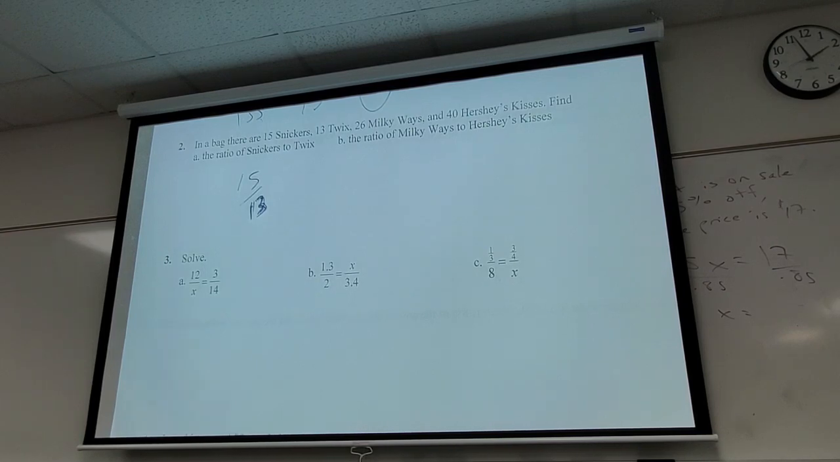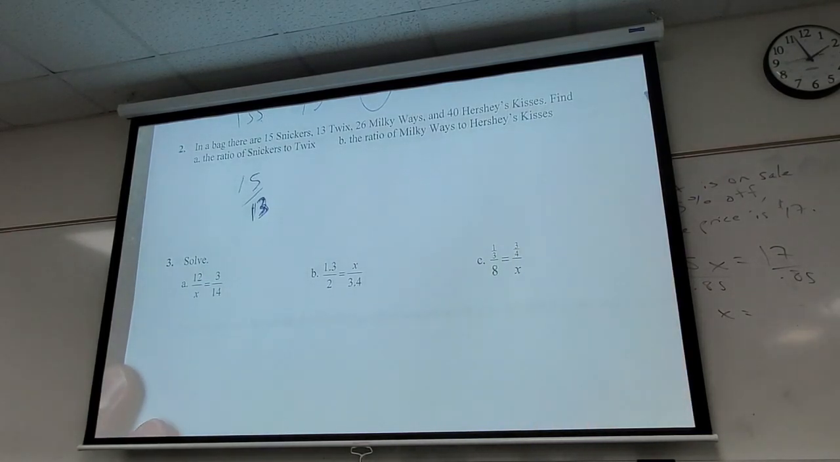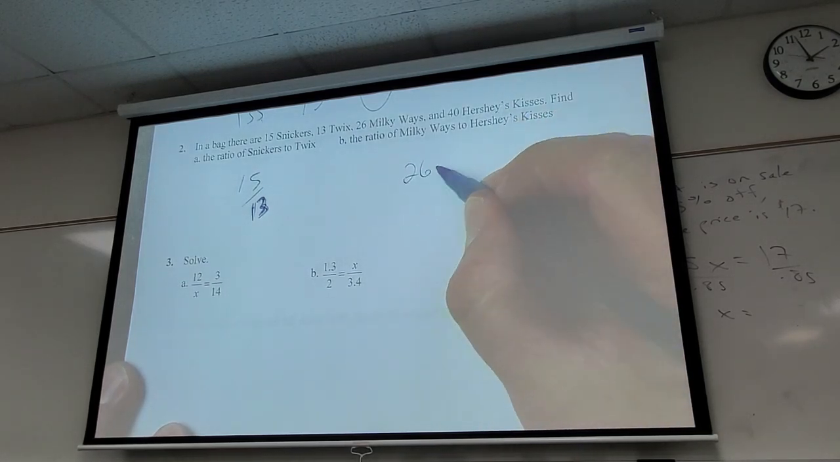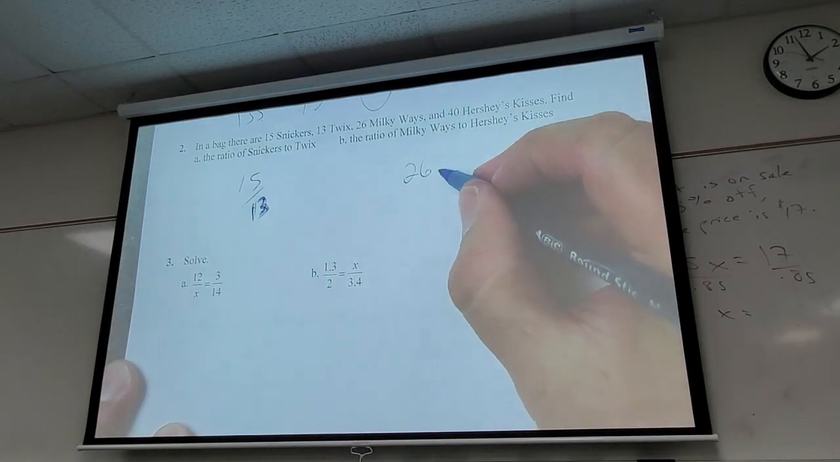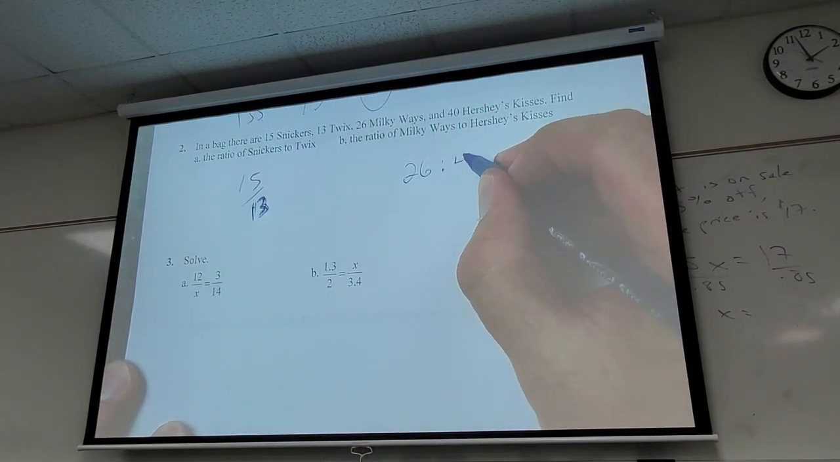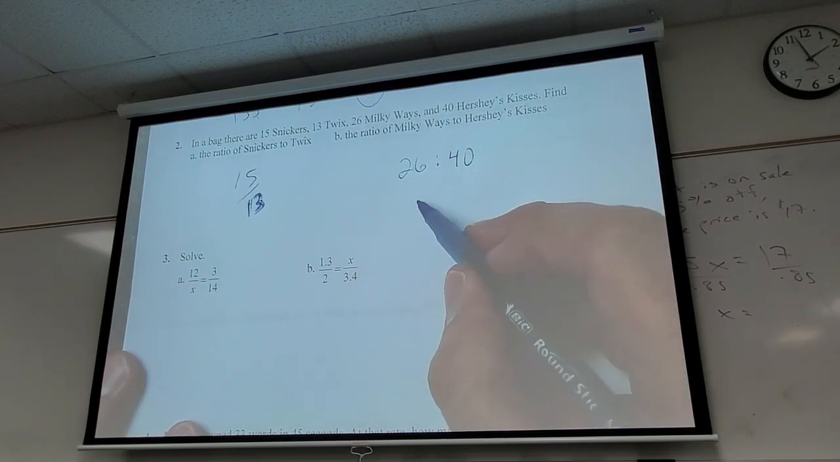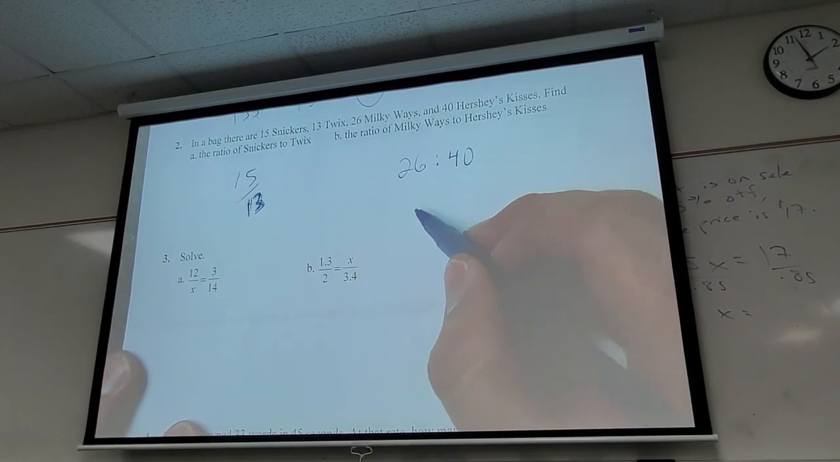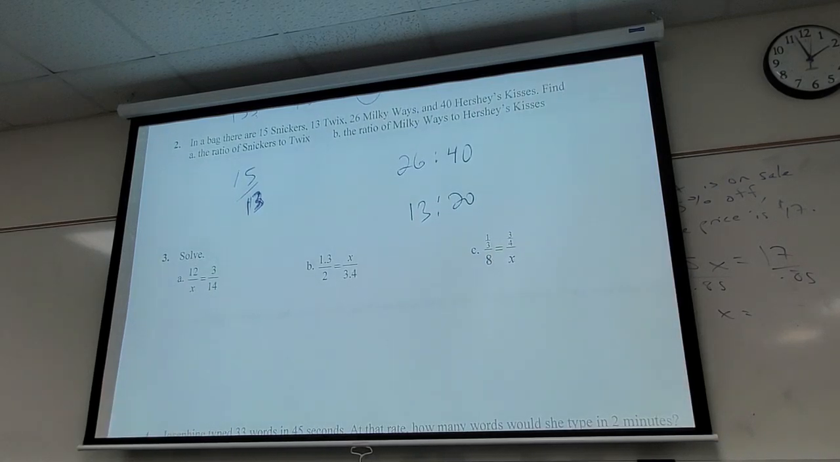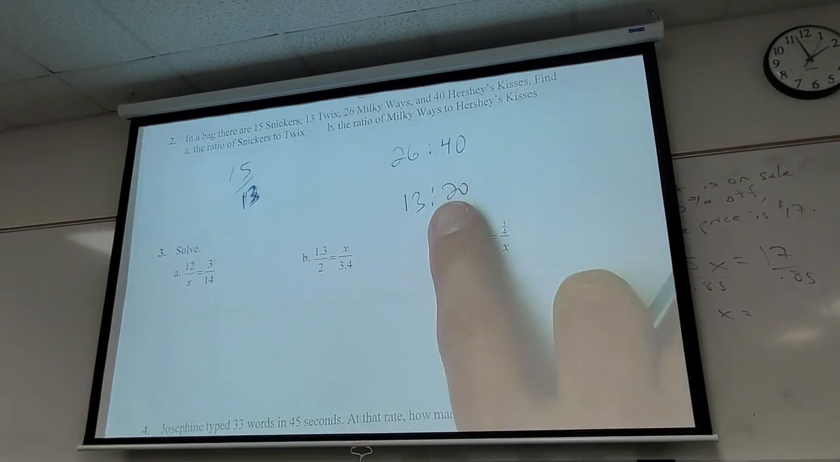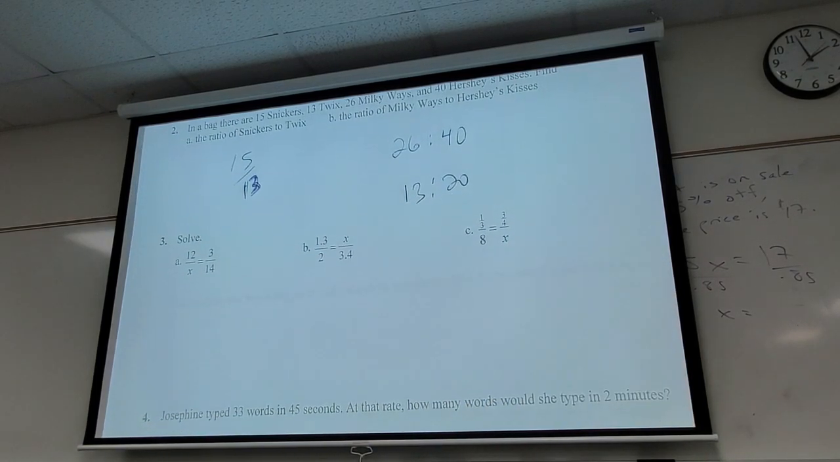Okay. And then Milky Ways to Hershey's Kisses. 26 over 40. What did I say specifically? I said the ratio, so you could even write it like this. I didn't say a specific way. Even if it's written like this, you can reduce it. What does that go to? 13 to 20. So again, if I don't say a specific way to represent it, you can represent it as a fraction, you can represent it with a colon, right? Okay.